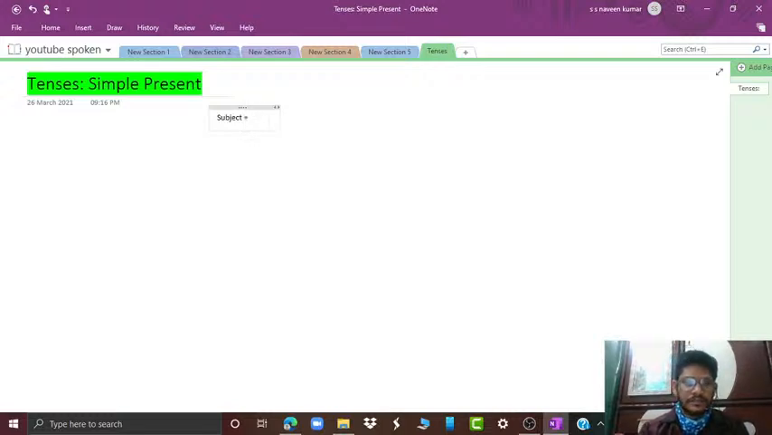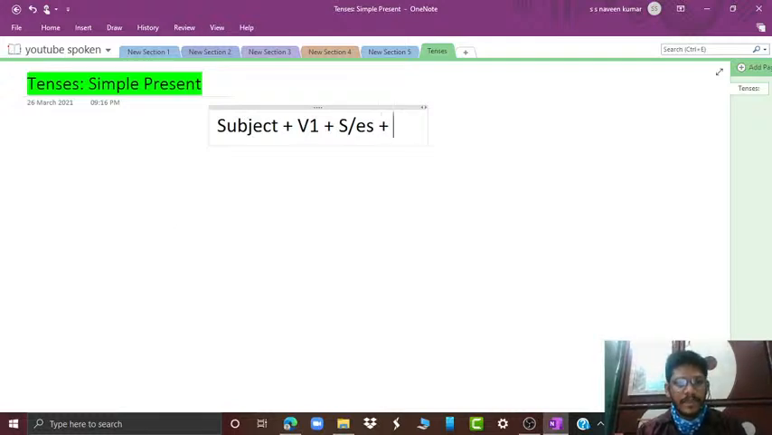subject plus verb v1 plus s or es plus object. So this is the structure that we use for simple present. So generally we write simple present here.